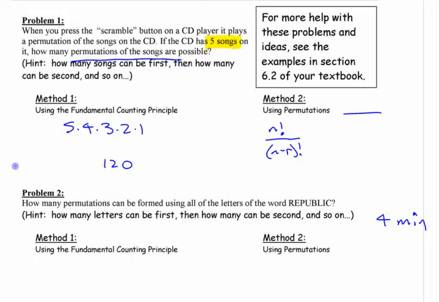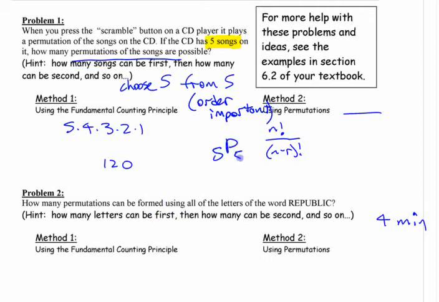It doesn't say all, but you have to assume it's all the songs unless it says otherwise. You're choosing 5 from 5, right? Choose 5 from 5 where the order is important. I know that now everything the order is important in here, but for later on it matters. The symbol you use for that is 5P5. The formula is n factorial over n minus r factorial. In other words, 5 factorial over 5 minus 5 factorial.